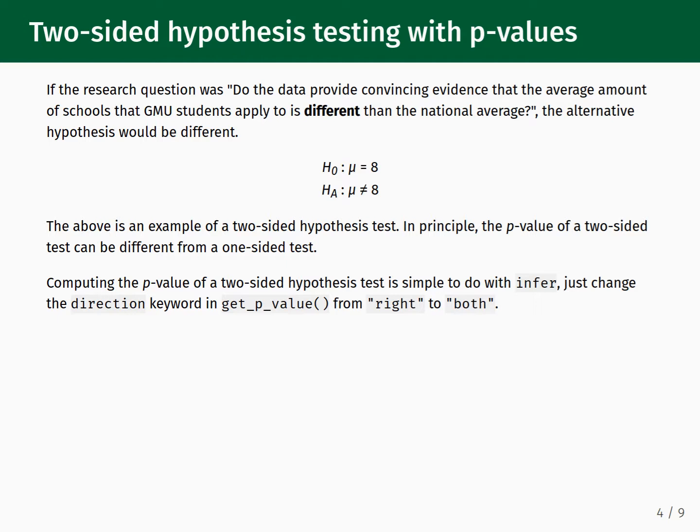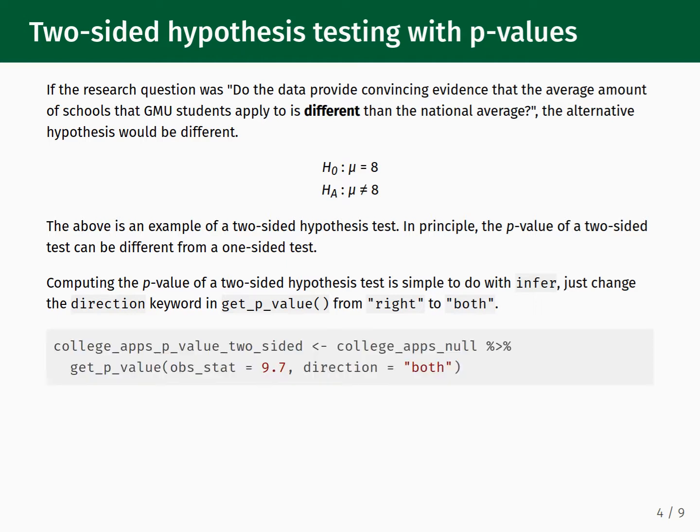Before, we were checking only if the average number of applications was greater than the national average. Now, we are checking if it is either greater than or less than the national average. The above is an example of a two-sided hypothesis test. In principle, the p-value of a two-sided test can be different from a one-sided test. Computing the p-value of a two-sided hypothesis test is simple to do with infer. Just change the direction keyword in the get_p_value function from right to both as shown in the code block below.